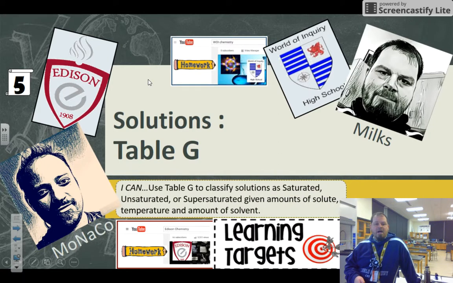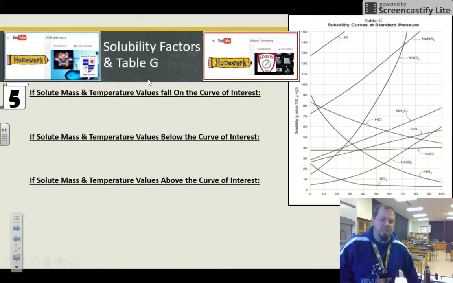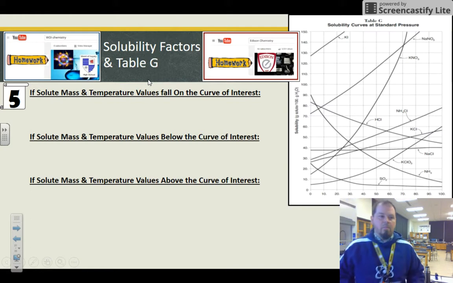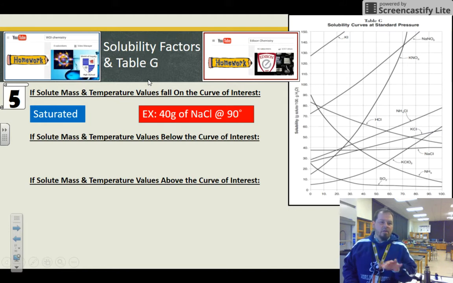Reworked video 5 real quick. We're going to figure out saturated, unsaturated, supersaturated, and then how to look up the amount of stuff that will dissolve on table G and play some math games. So got to go quick. There is a lot going on in this video and a lot of examples.